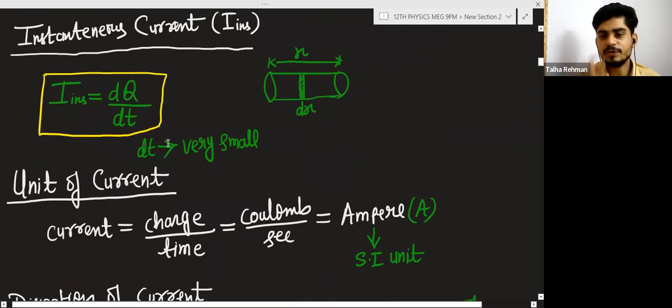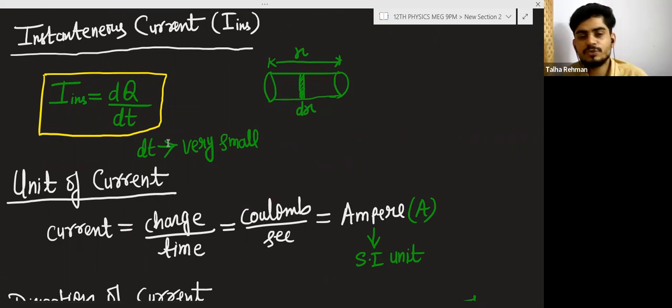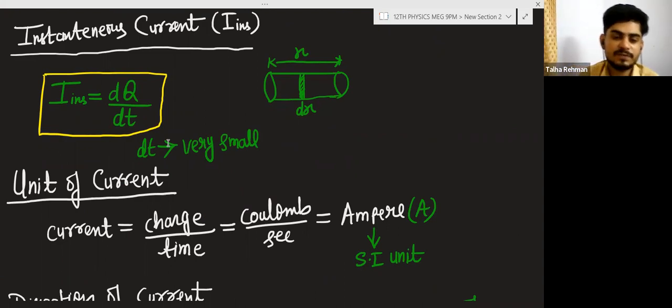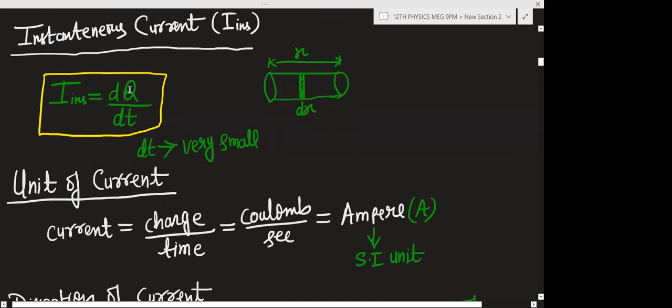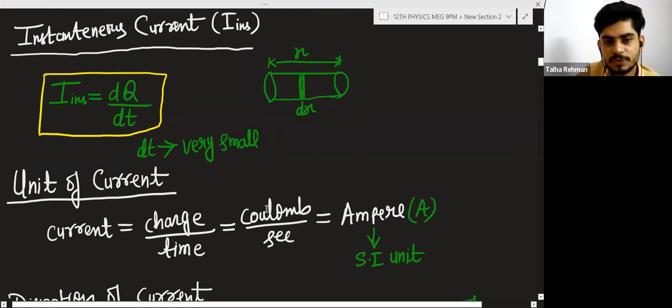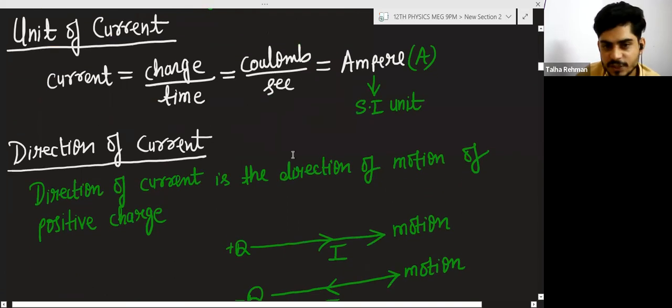When you calculate the current for a very small amount of time, when time approaches zero, that current is known as instantaneous current. After that, the unit of current is calculated from here. The unit of charge is coulomb, the unit of time is second, the SI unit, and coulomb per second is ampere.